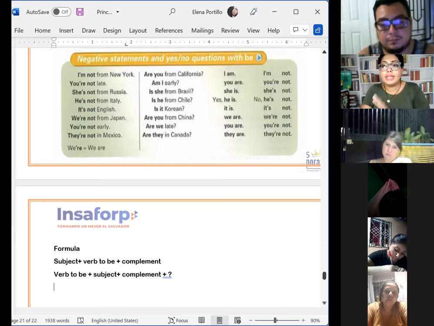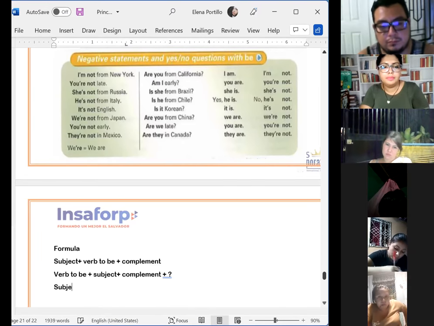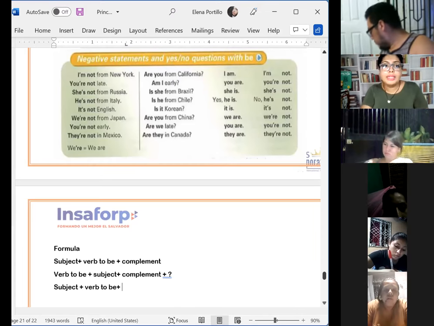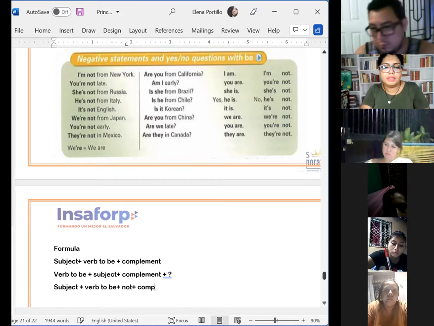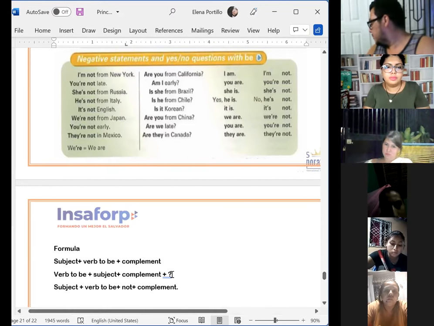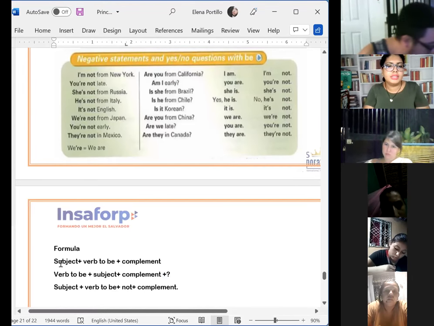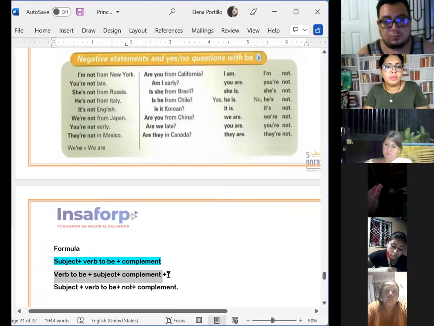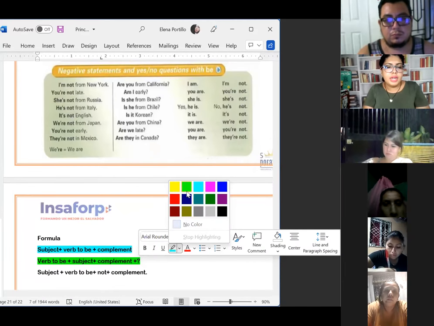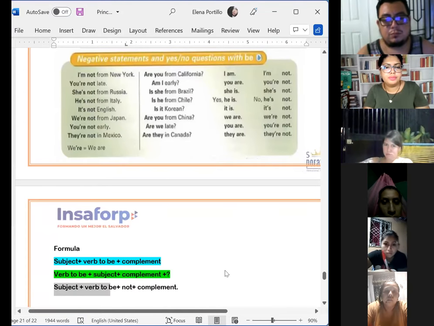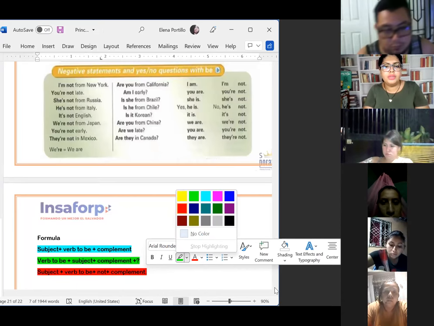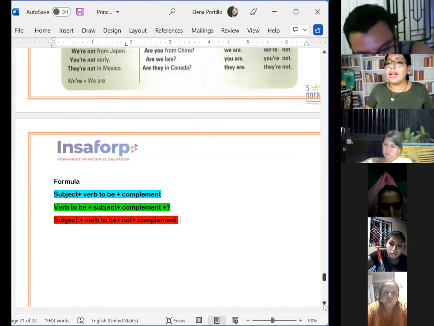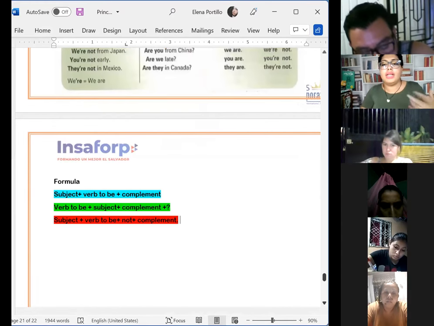Y de último, para las negativas, we have subject again, plus verb to be, and we are going to add a not, not plus complement. Tenemos ahí nuestras tres fórmulas para esto. This one is light blue. This one will be green. And last one will be red because they are negative. Okay. We have here the three formulas for this one. Tenemos tres fórmulas para esto. Ya tenemos nuestra negativa. Solo se le agrega el not para denotar que es una oración negativa en este caso.